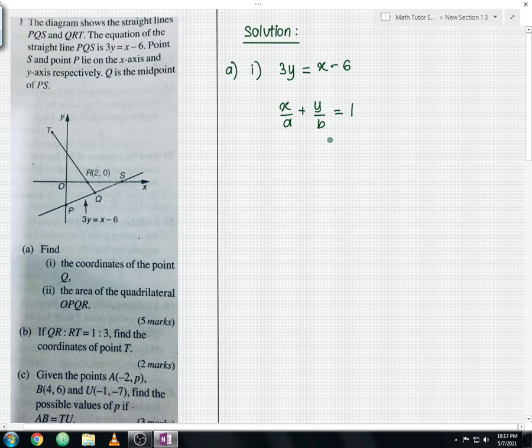Okay, so the first step is we're going to find the coordinates of P and S. Once we find the coordinates of P and S, then only can we find the coordinates of Q easily, since Q is the midpoint of PS. Okay, so let me box this.